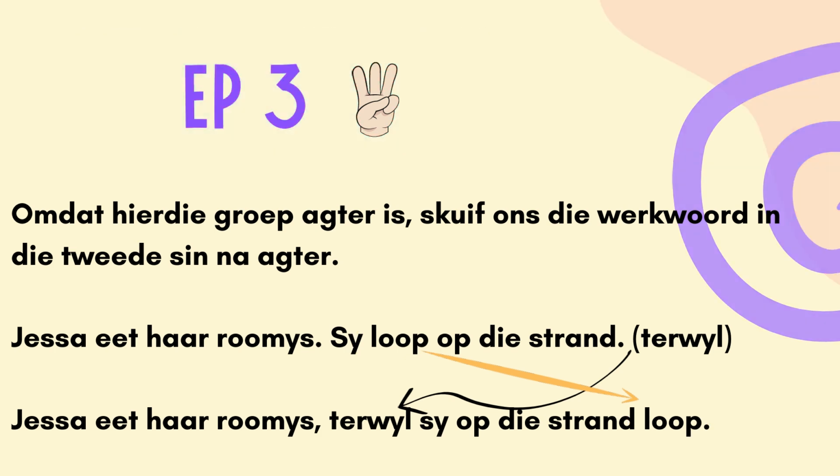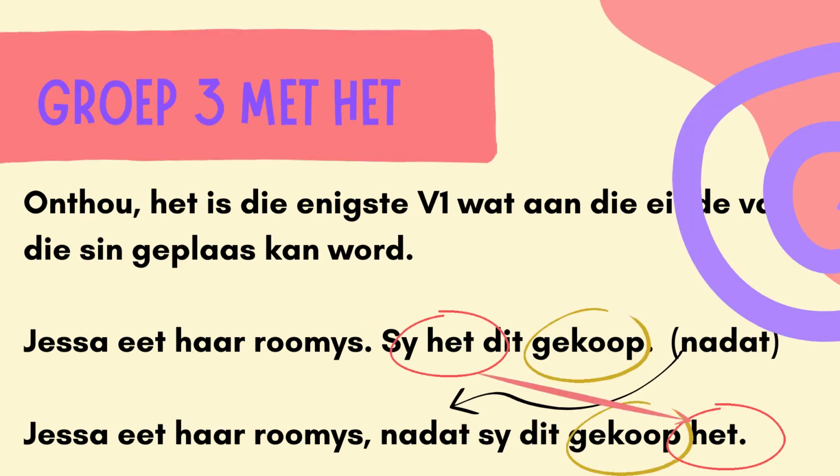And there you go. Kom ons kyk gou wat gebeur as ons 'n groep 3 voegwoord het en ons het die werkwoord het in die sin. So let's look at what happens if we have a group 3 conjunction, but we also have the verb het in the second sentence. Okay, so het has a golden rule. Het is the only verb 1 that can stand behind verb 2 in a sentence. It must stand behind verb 2 in a sentence. Okay, so remember that. Het is die enigste werkwoord 1 wat aan die einde van die sin geplaas kan word. It's the only verb that can be placed at the end of the sentence behind verb 2.